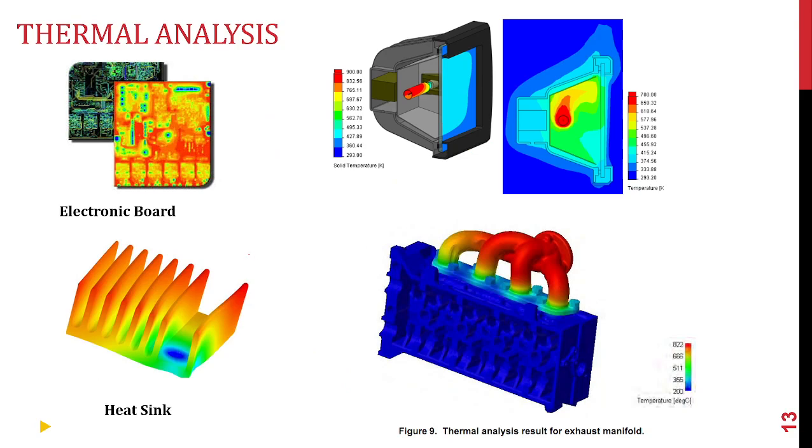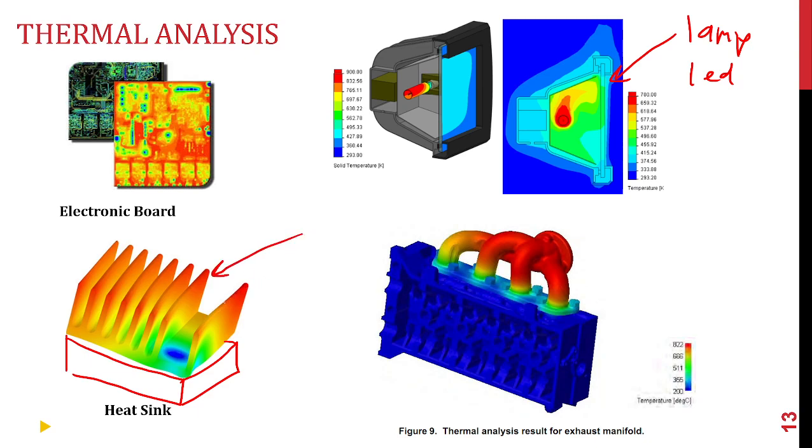And also in thermal analysis, for electronics, there's a big problem with thermal. A lot of electronics will fail due to heat. So this is looking at what is happening to the heat. This one is maybe a lamp, an LED lamp. This heatsink is often found on chips, there is a chip underneath. What is the design of a proper heatsink that can dissipate heat properly? And then you've got an exhaust manifold. What is happening to the exhaust manifold?